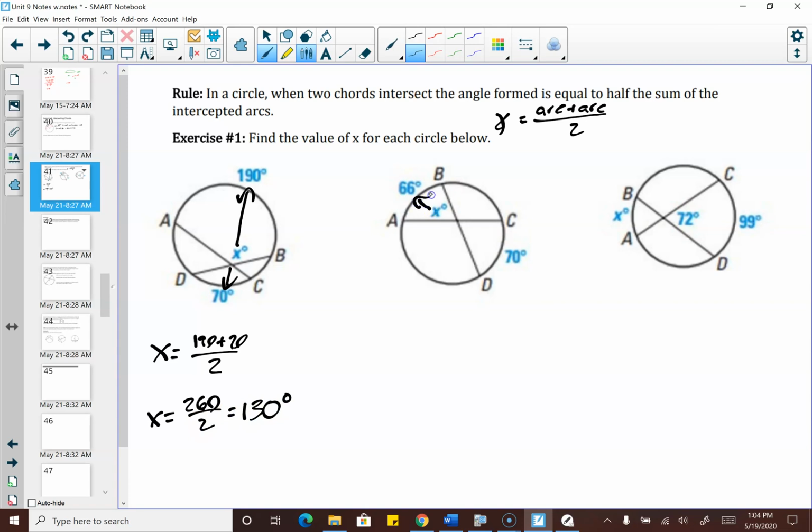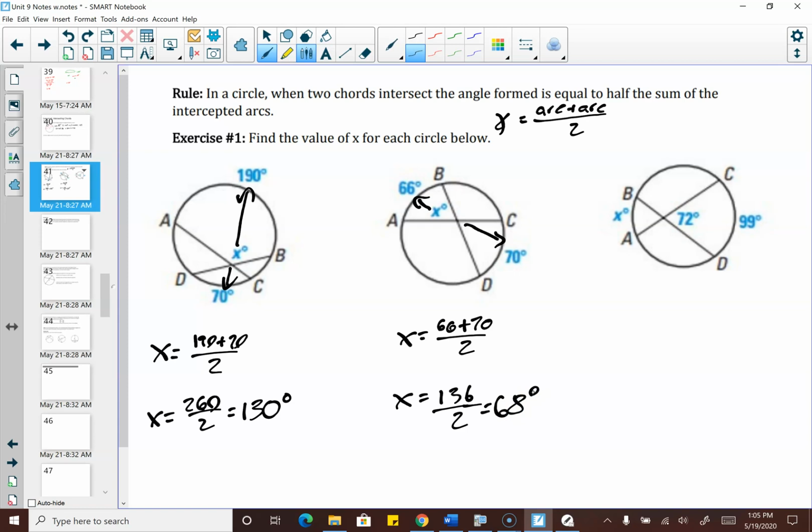Same thing here. In the middle, it opens up to the 66, and what's behind it? 70. So x is equal to 66 plus 70 over 2. So x is going to be equal to 136 over 2, which is going to be equal to 68 degrees.